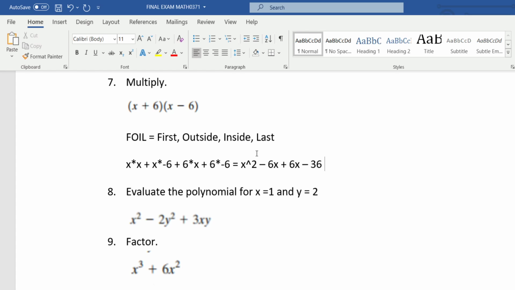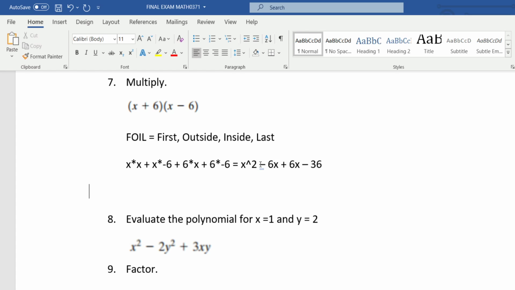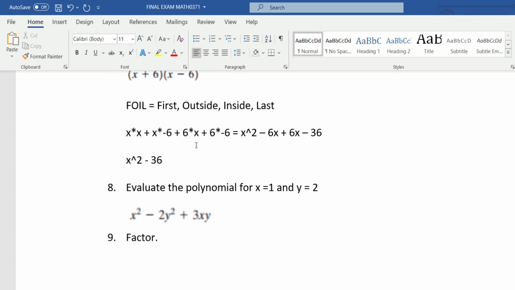Okay, we're not done here. There's still terms we can combine. So the minus 6x and the plus 6x can both combine. So we need to do that. So minus 6x plus 6x actually just gives you 0. So you don't have to write 0. So now you just have x squared minus 36 left over. Now this is your final answer. You can't simplify that any further. So that should be your final answer.